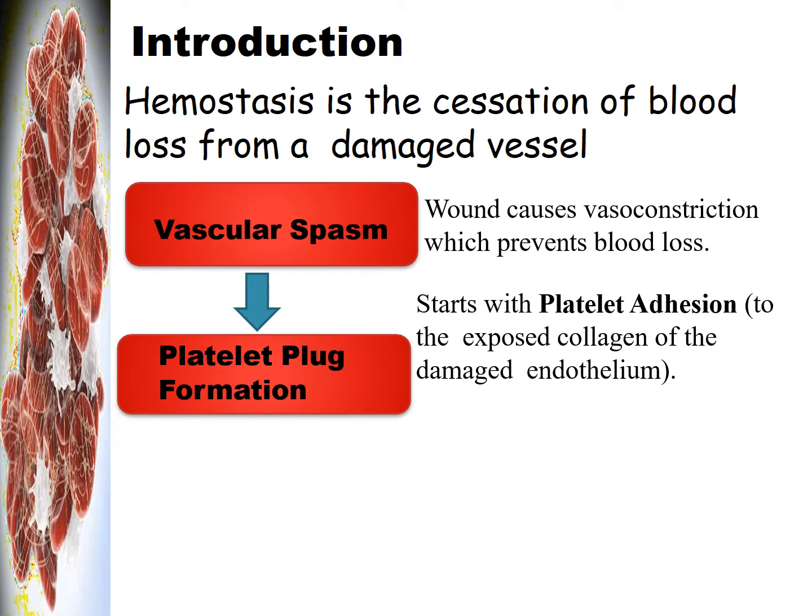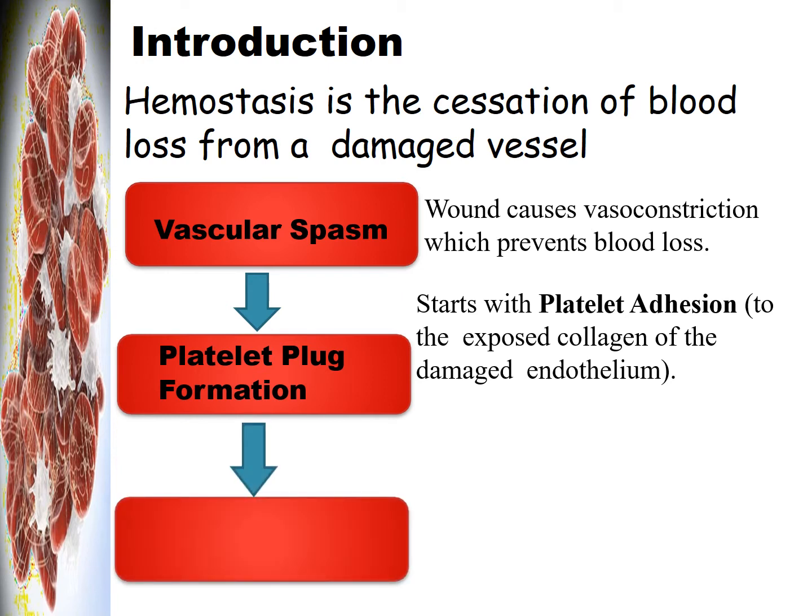Suddenly platelet adhesion to the injured area starts. How does it take place? Actually, the platelets get exposed to collagen of the damaged endothelium, and there they bind. Then the cessation of blood loss takes place by the formation of a blood clot by platelet adhesion. The process is called blood coagulation, which is responsible for hemostasis.